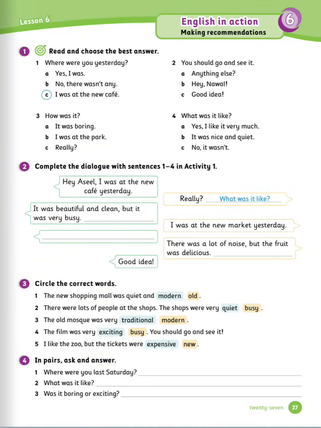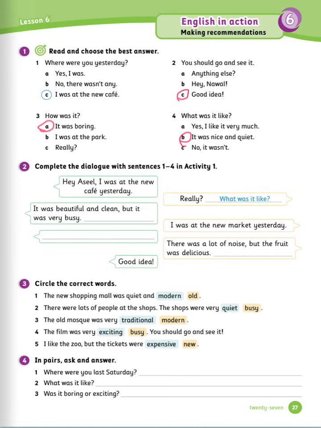Exercise number 1. Read and choose the best answer. Let's see the answers. Number 1. Where were you yesterday? C. I was at the new cafe. Number 2. You should go and see it. C. Good idea. Number 3. How was it? A. It was boring. Number 4. What was it like? B. It was nice and quiet.